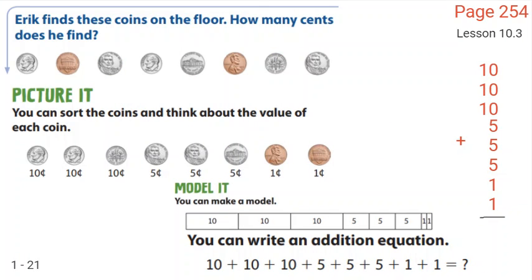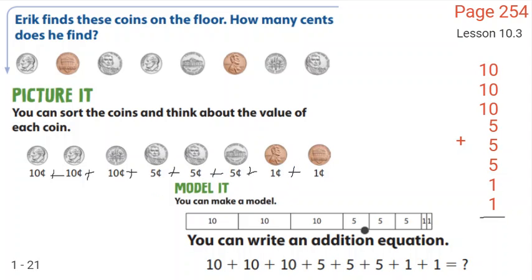Okay, so this is just different ways to model everything. He says, Eric finds these coins on the floor. How many cents does he find? So you see how they drew it out, 10, 10, 10, 5, 5, 5, 1. So I put a plus symbol here, plus, plus, plus. See how I did that? Look at that. So they arranged, or you can model it.